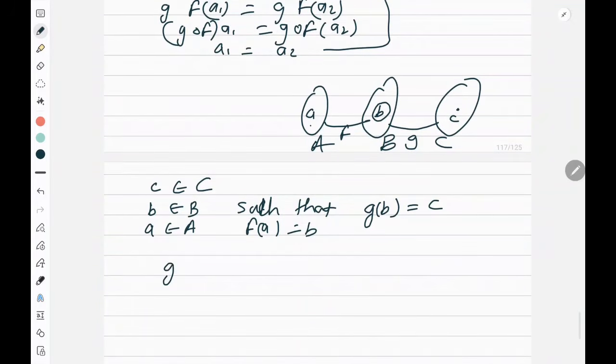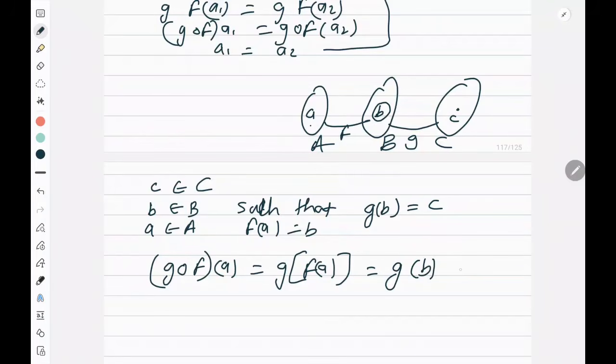Consequently, what will I get? g∘f of a, so g of f of a. Right? And what is f of a? f of a is b. So g of b, and g of b is what? c. So for every c there is one element a such that g∘f of a is equal to c. So g∘f is an onto mapping.